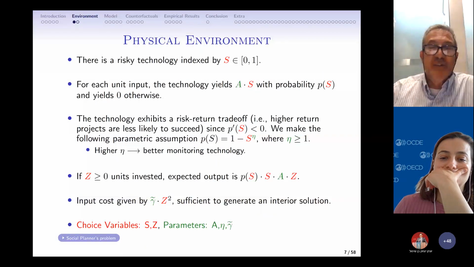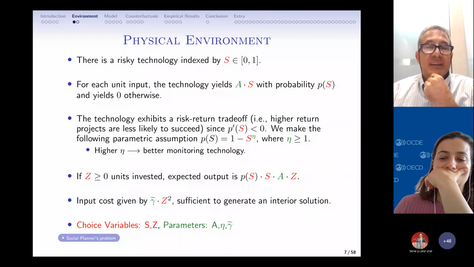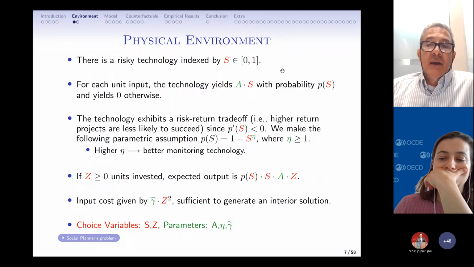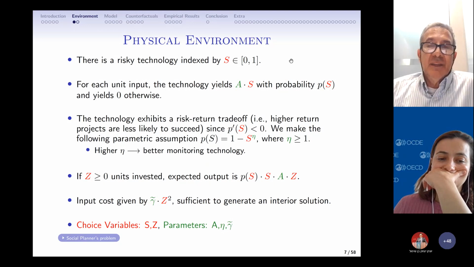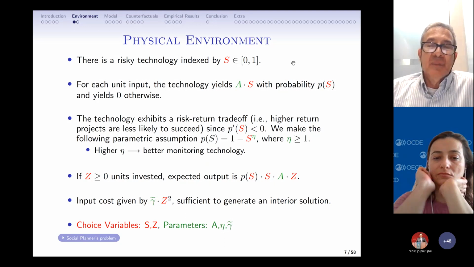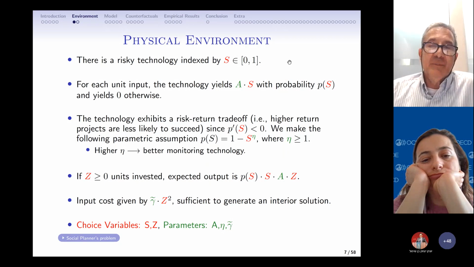I'm done with the introduction. If there are any questions, I think it might be good to hold off until I show you the environment, and then we'll talk about the environment a little bit. So what's the physical environment? As I said, this part is borrowed from Allen and Gale.